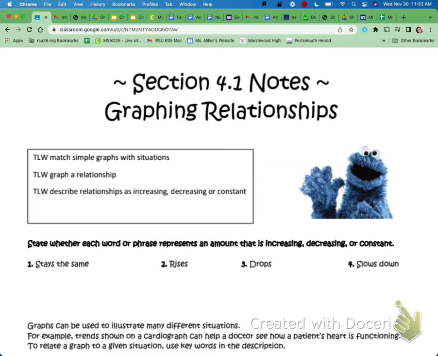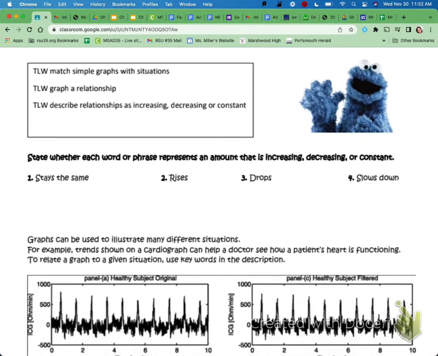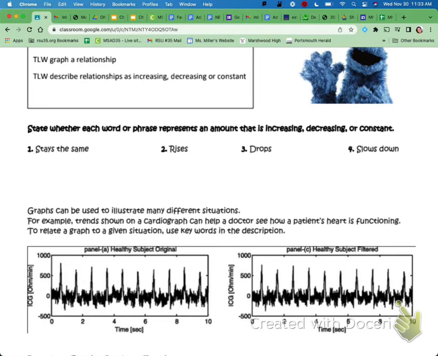So today, we're going to make sure that we can match simple graphs to situations, similar to what you did in your homework. If that seemed easy, then you should be okay there. We're going to graph relationships, and then we're going to describe relationships as increasing, decreasing, or constant. We want to state whether each word or phrase represents the amount that is increasing, decreasing, or constant.